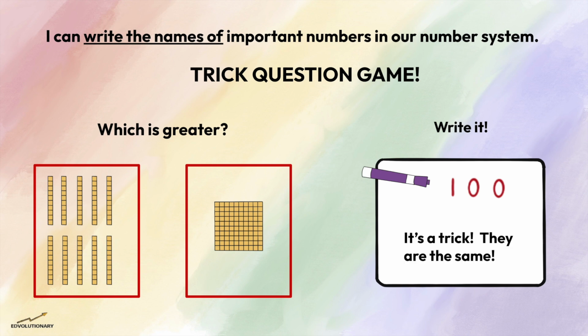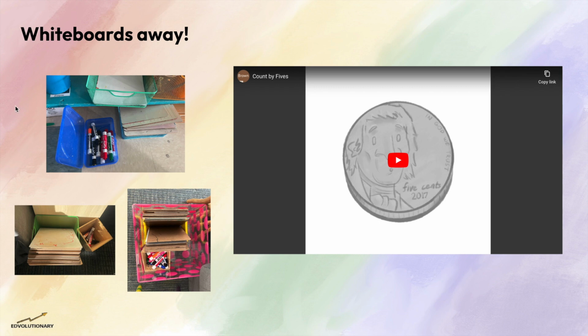And then you write 100 and you say, it's a trick. Remember, 10 tens is the same as 100. So that finishes up our week on this one, and things will all be reinforced next week. Once again, when students get to see the patterns.